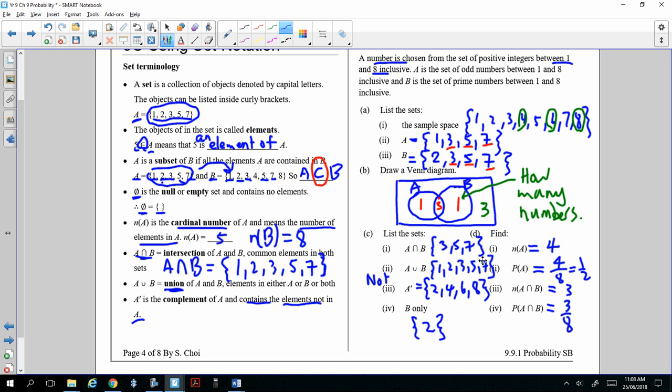n(A) is 4, because there's 4 in A. See? 1, 2, 3, 4. Okay? Get the idea? It's how many.